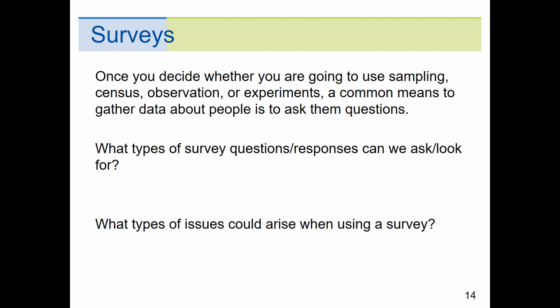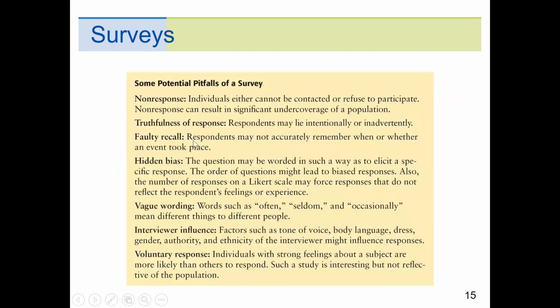If you're interviewing people in person, then the interviewer who's asking the questions might lead people to certain answers. The tone in which I say things might influence how you feel you should respond. And then voluntary response, we talked about this one in class too. If you just allow people who feel like responding to respond, you might get people with strong opinions as the only ones responding to your survey. You've got to be careful with some of those issues when you're doing survey questions. This is what I was just discussing, so you can read through those as well.